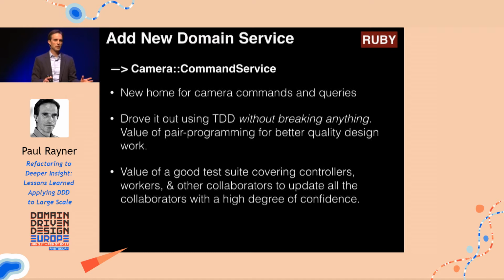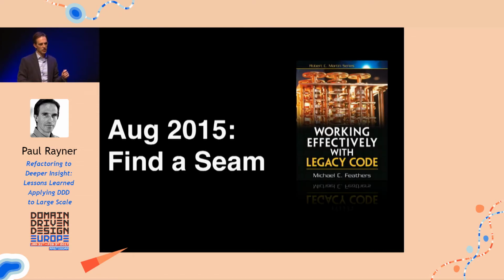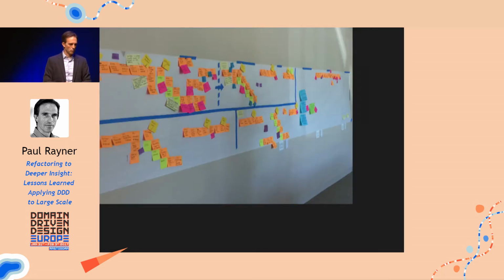And then the thing that was great on the Ruby side is we already had a really good test suite, both on the Ruby side and the Java side, that covered controllers, workers, and other collaborators, at least a test suite more at the integration level that we could lean on for this type of work. So we did that, and that in itself was a huge improvement for us. But then we did some event storming.